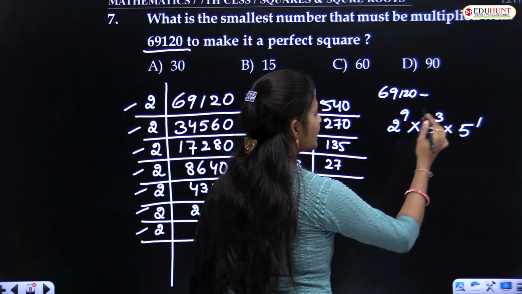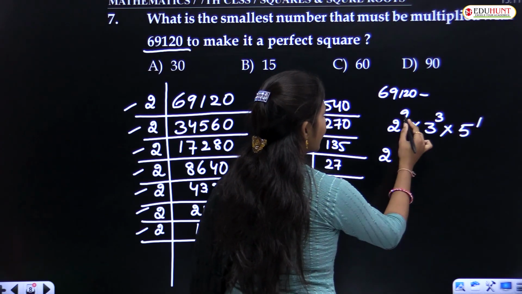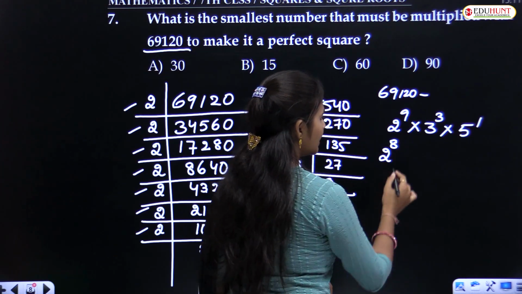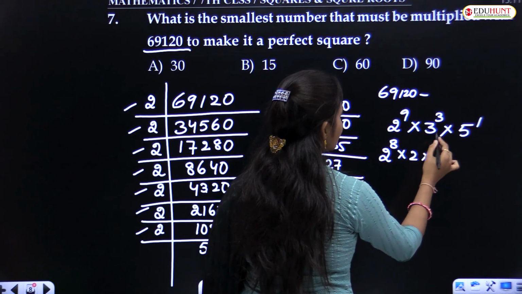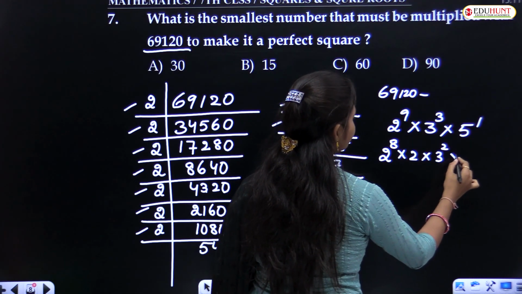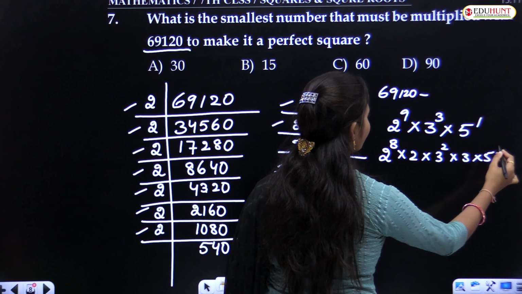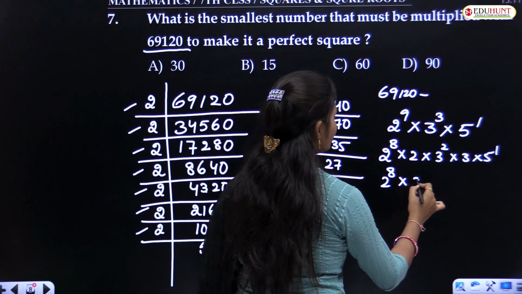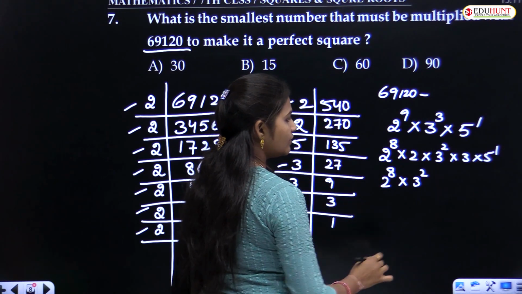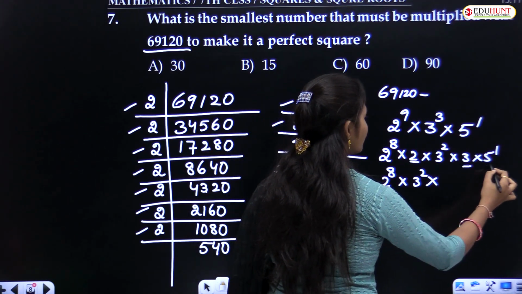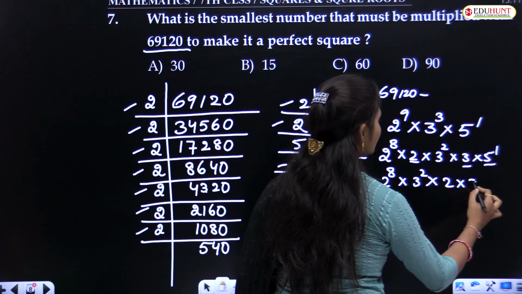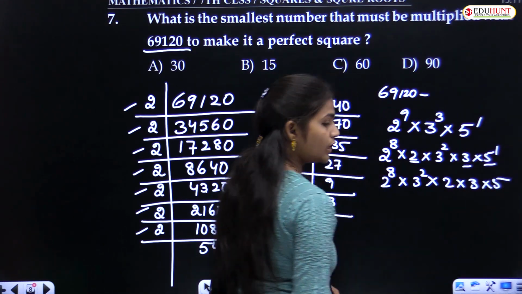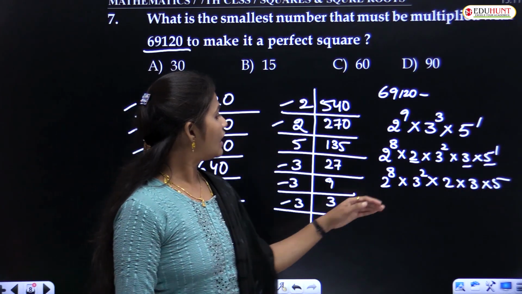Okay, what I told you is that for the prime numbers, the powers should be even, but here they are odd. So make this one first even. We can write this one as 2 power 8 into 2. Next 3 square into 3 into 5 power 1. Leave it. So now here pairs 2 power 8 into 3 square, even powers, so leave that. Now the leftover numbers we have to write: 2 into 3 into 5. Okay. Now leave this one.